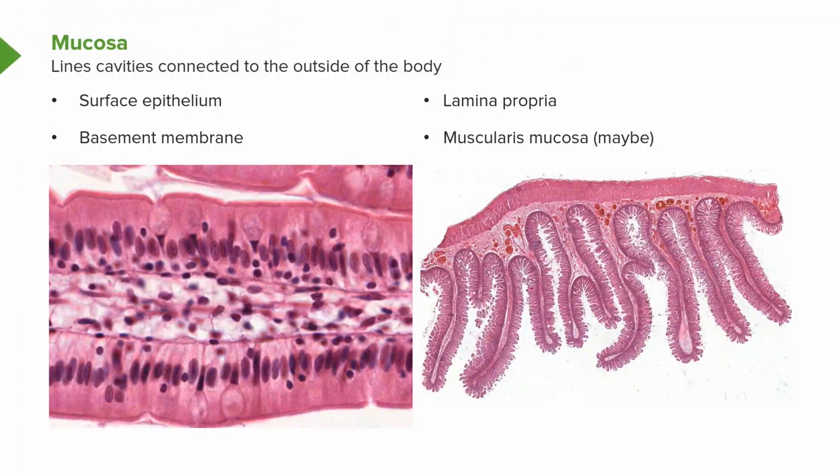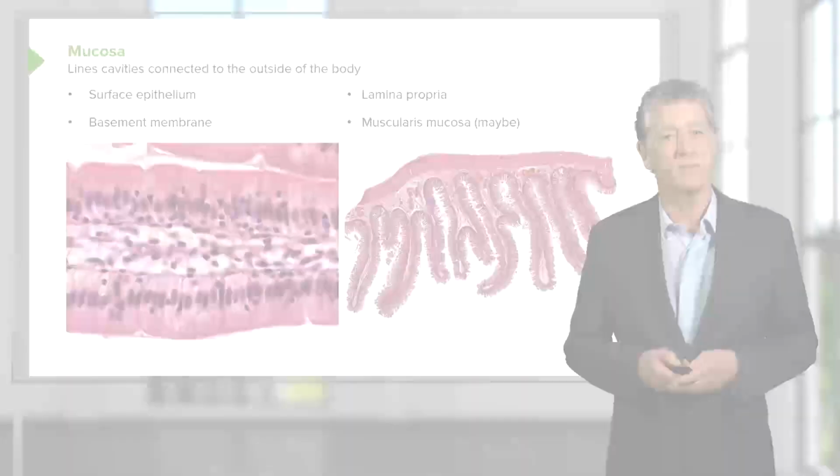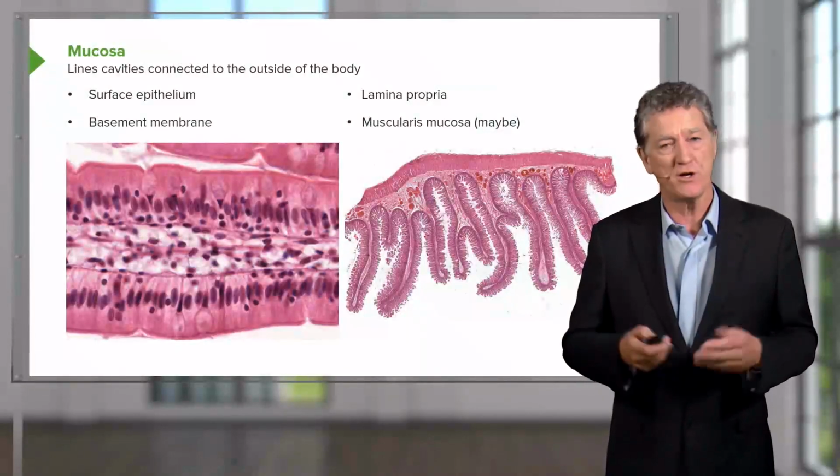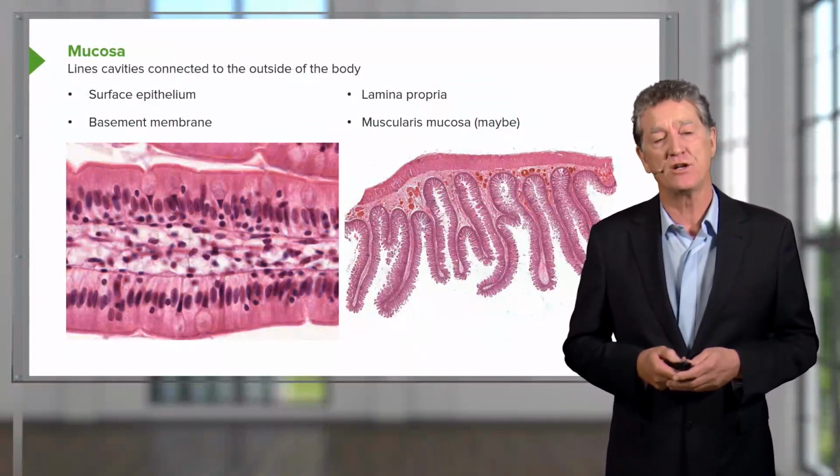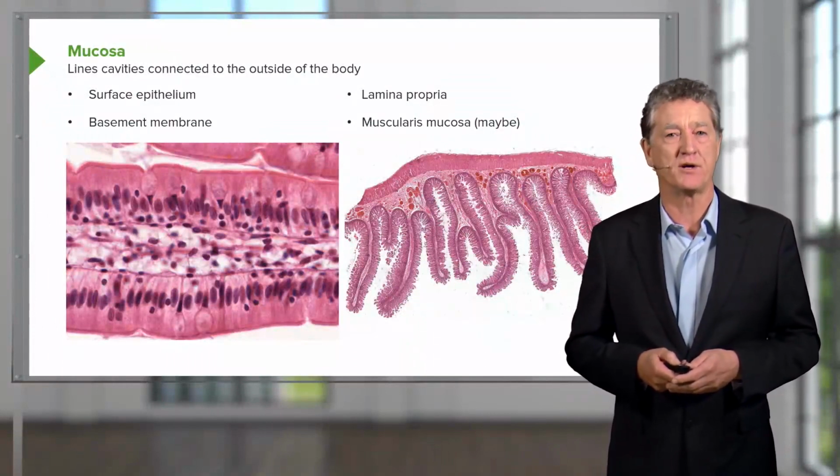Again, epithelial surfaces that line cavities exposed to the outside of the body. So when we look at an endothelium later on, or the epithelium lining a blood vessel, we don't call it a mucosa. Why? Because blood vessels are not connected to the outside of the body.